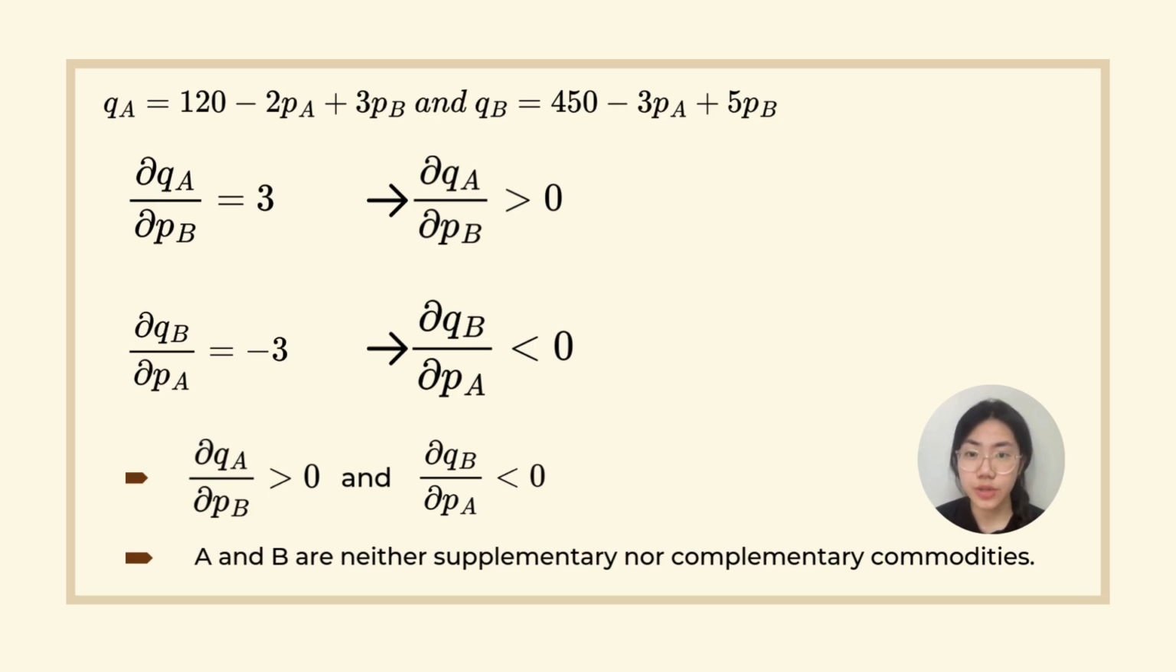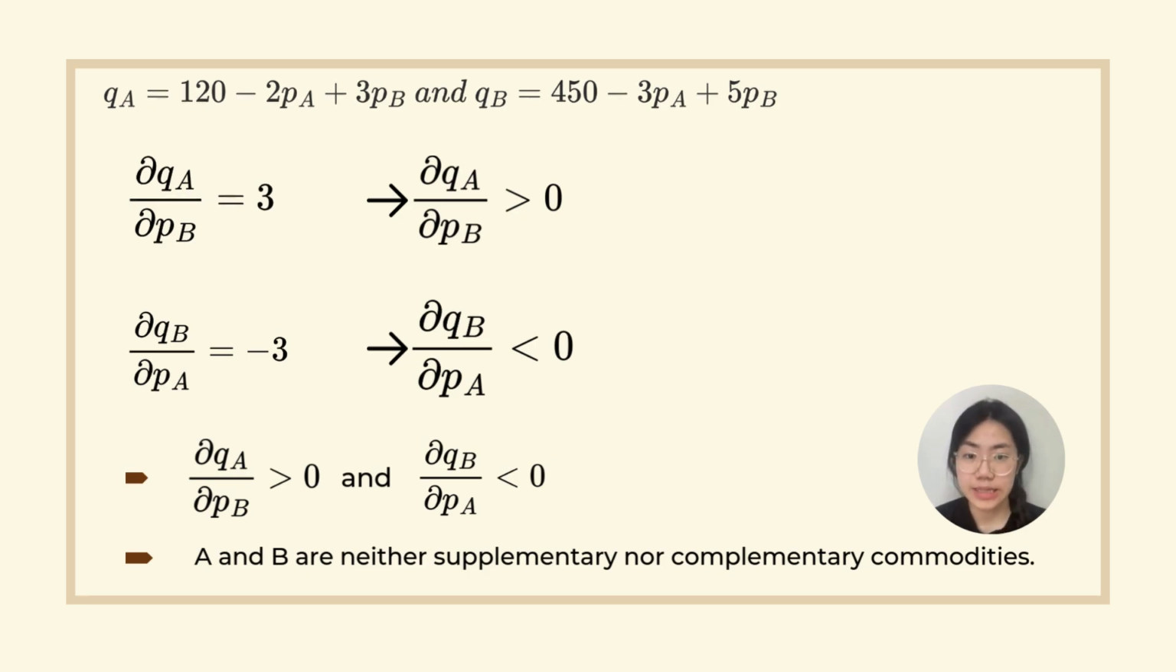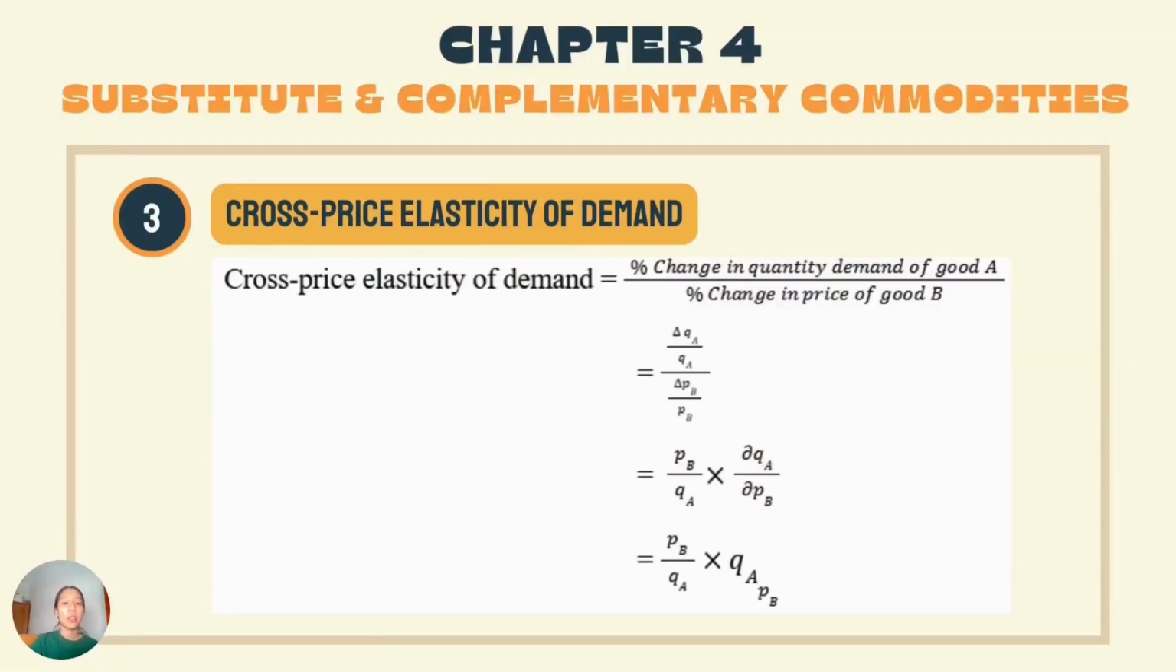However, the marginal product of B with respect to the price of A is negative 3, which means that when the price of good A increases, the demand for product B will decrease. In other words, these two derivatives are opposite-signed numbers, which means that A and B are neither substitute nor complementary commodities. Now, let's move on to the second method, which is the cross-price elasticity of demand.